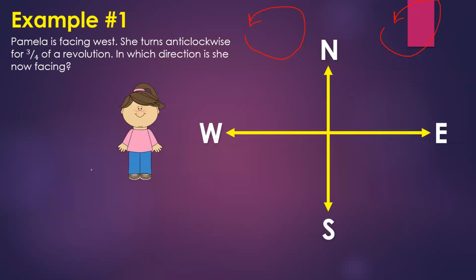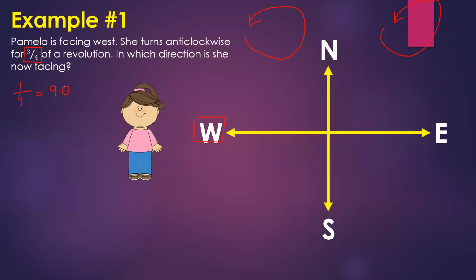We start with where? West. We start west. Very good. They say 3/4 of a revolution. Okay. So what is 3/4 of a revolution? We know that 1/4 of a revolution is going to be what? 90 degrees. Okay. So that's 1/4 of a revolution.